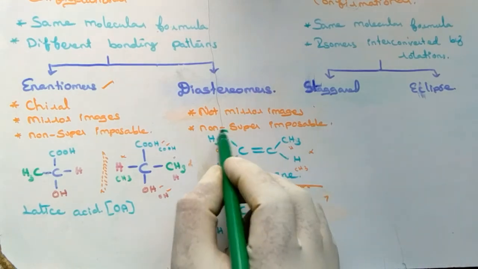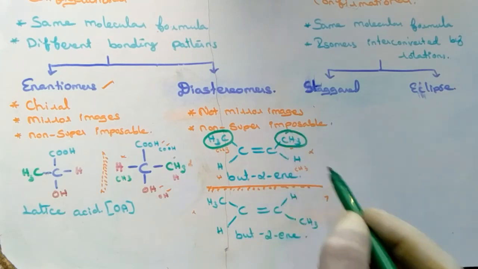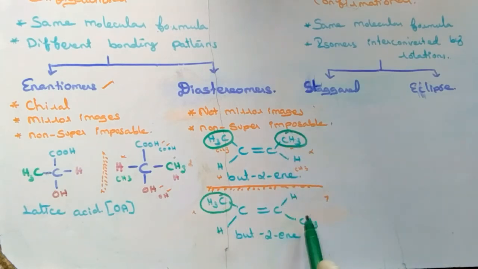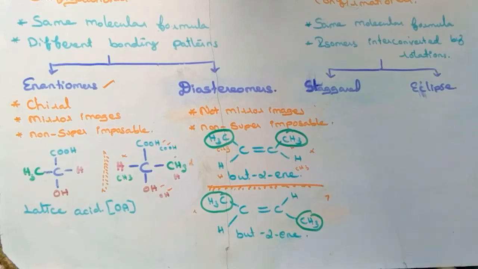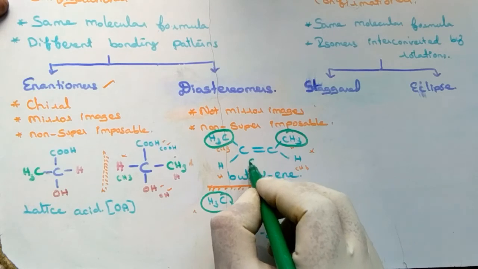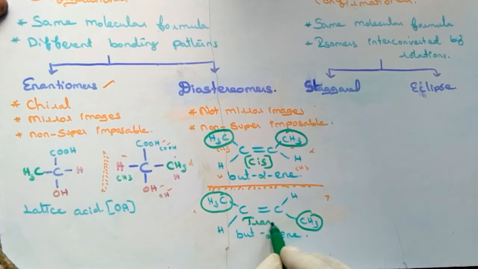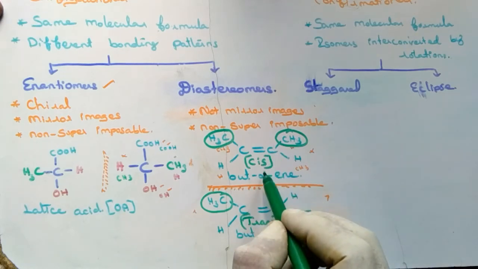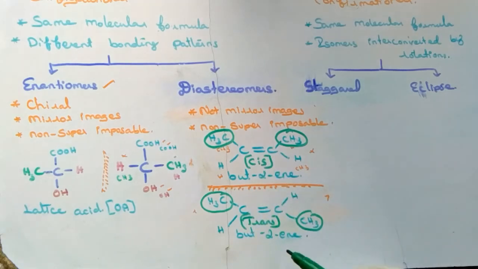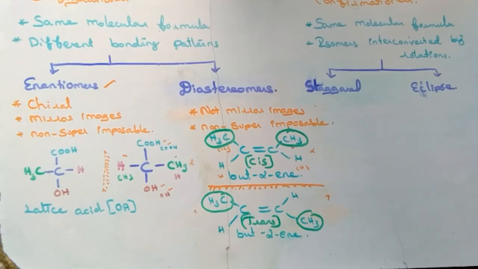Diastereomers are not mirror images of each other, and they are non-superimposable. So in the first compound, the bulky groups are on the same side, here they are on different sides. So the first compound is called cis-2-butene. This one is trans-2-butene. So these two compounds are examples of diastereomers. From this example, what we come to know is diastereomers are not mirror images, and they are non-superimposable with each other.